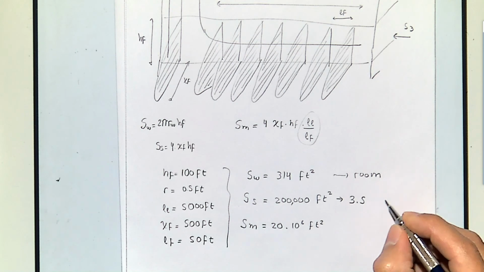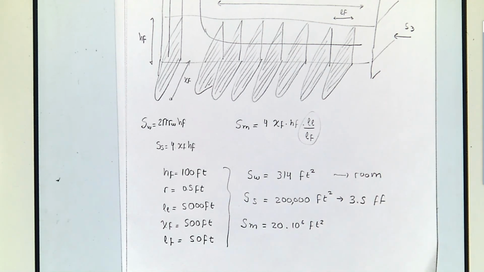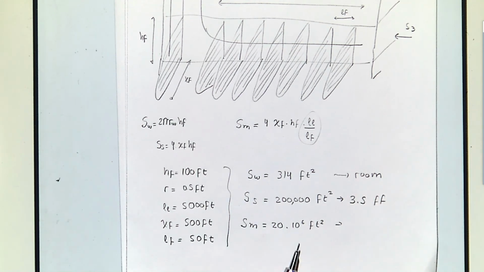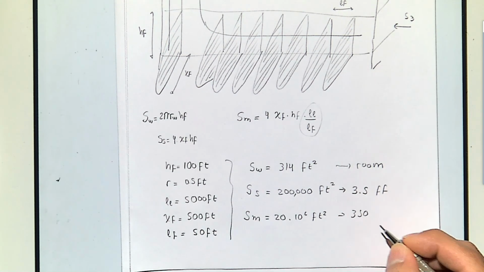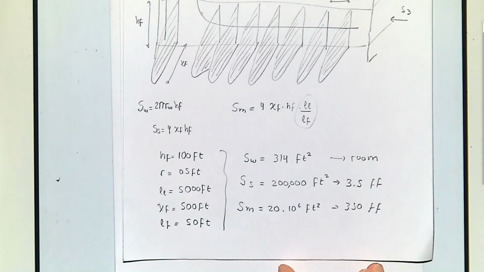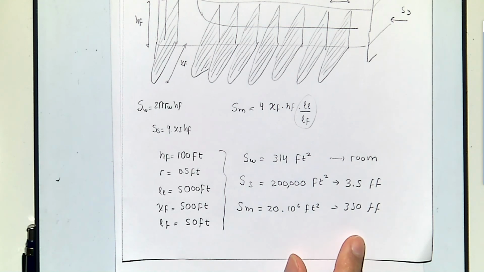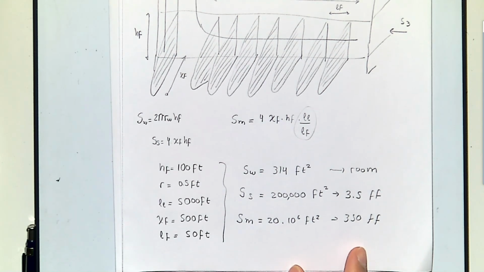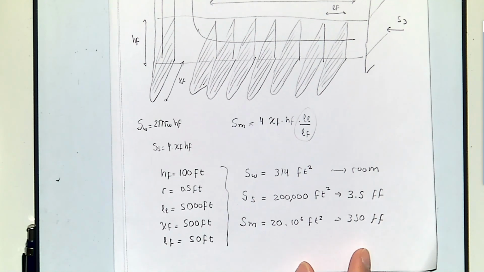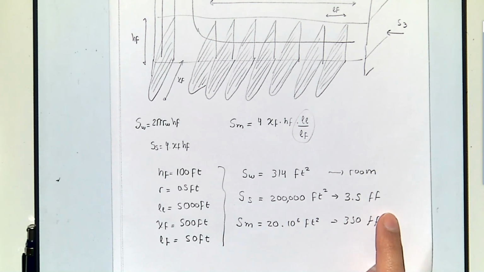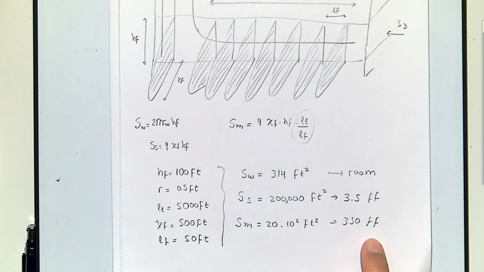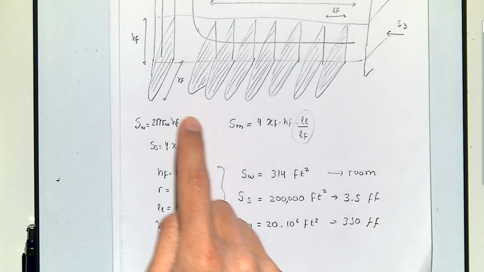So 3.5 football fields. And this one now is 100 times bigger than that. So it's 350 football fields. So we're talking about a very large difference here when we're making a hydraulic fracture. You can see the area is huge. Before we were talking about the size of a room. Now we're talking about several football fields, and now hundreds of football fields when we have several fractures.